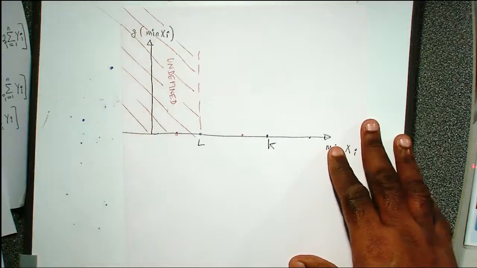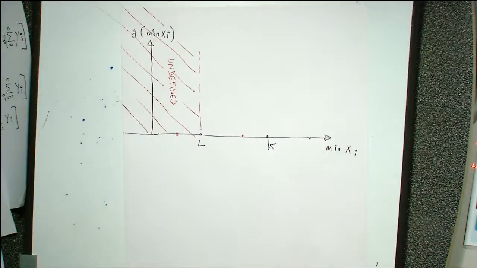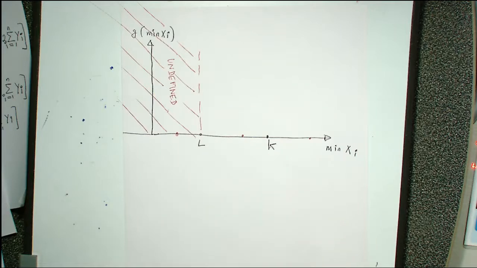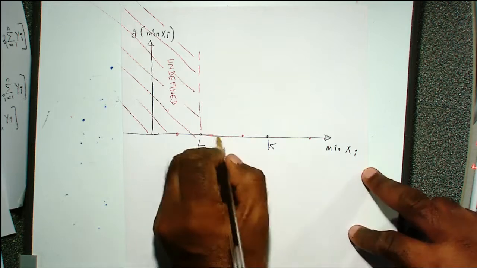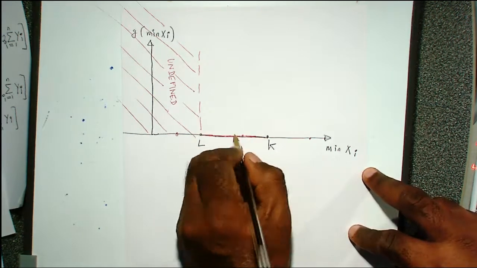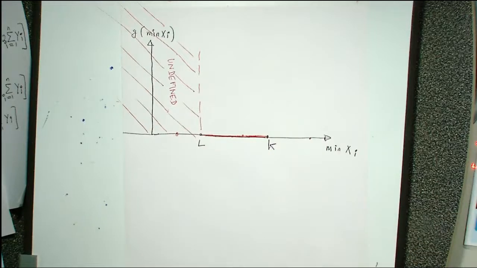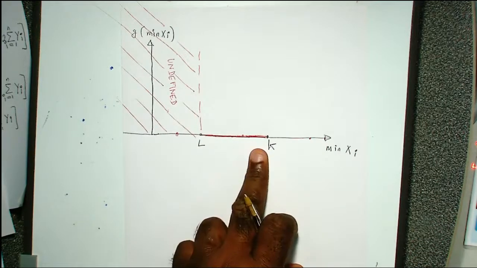Okay, the function is undefined when you are less than L. Right now, you should take this point that is between L and K. This will be equal to 0, and this will be equal to 1. So 0 divided by 1 is 0. So the function will be equal to 0 between these 2 points.